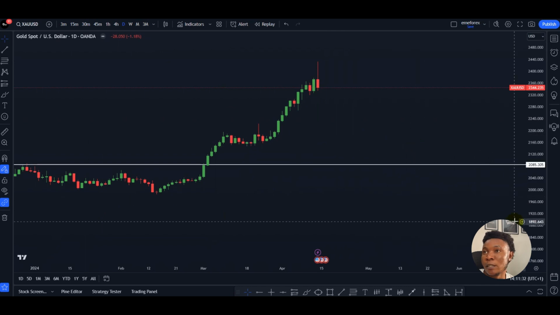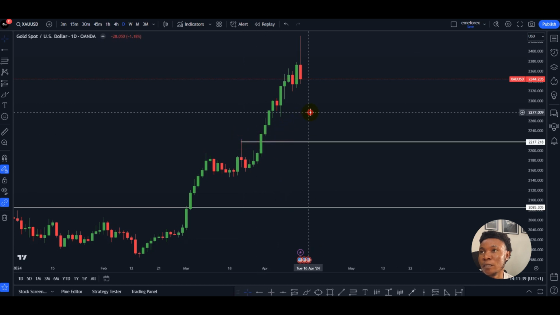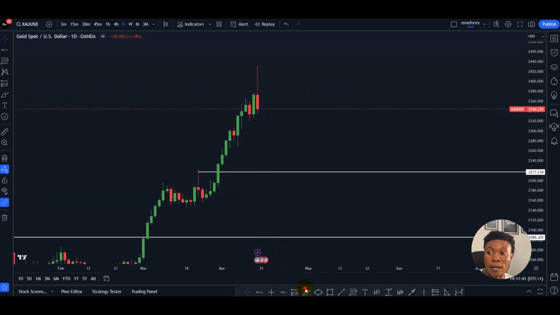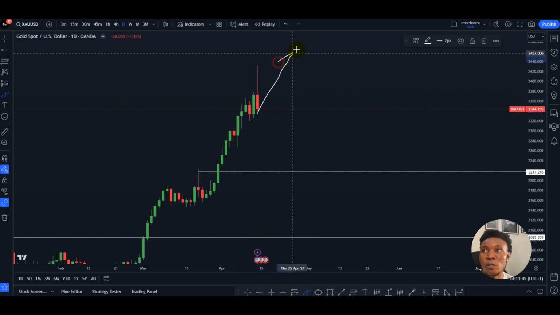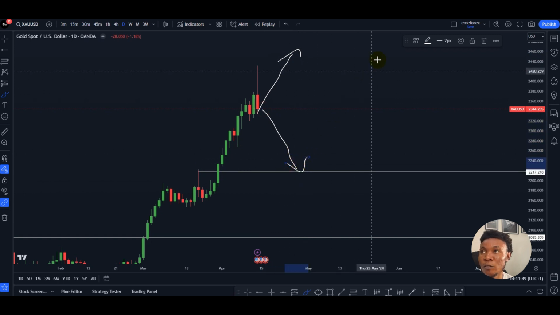So on the daily charts here, this is what we have for gold. This is the nearest structural level, and currently we don't really have a structural level which we want to trade towards the high, or if we're going to sell off back to this region.